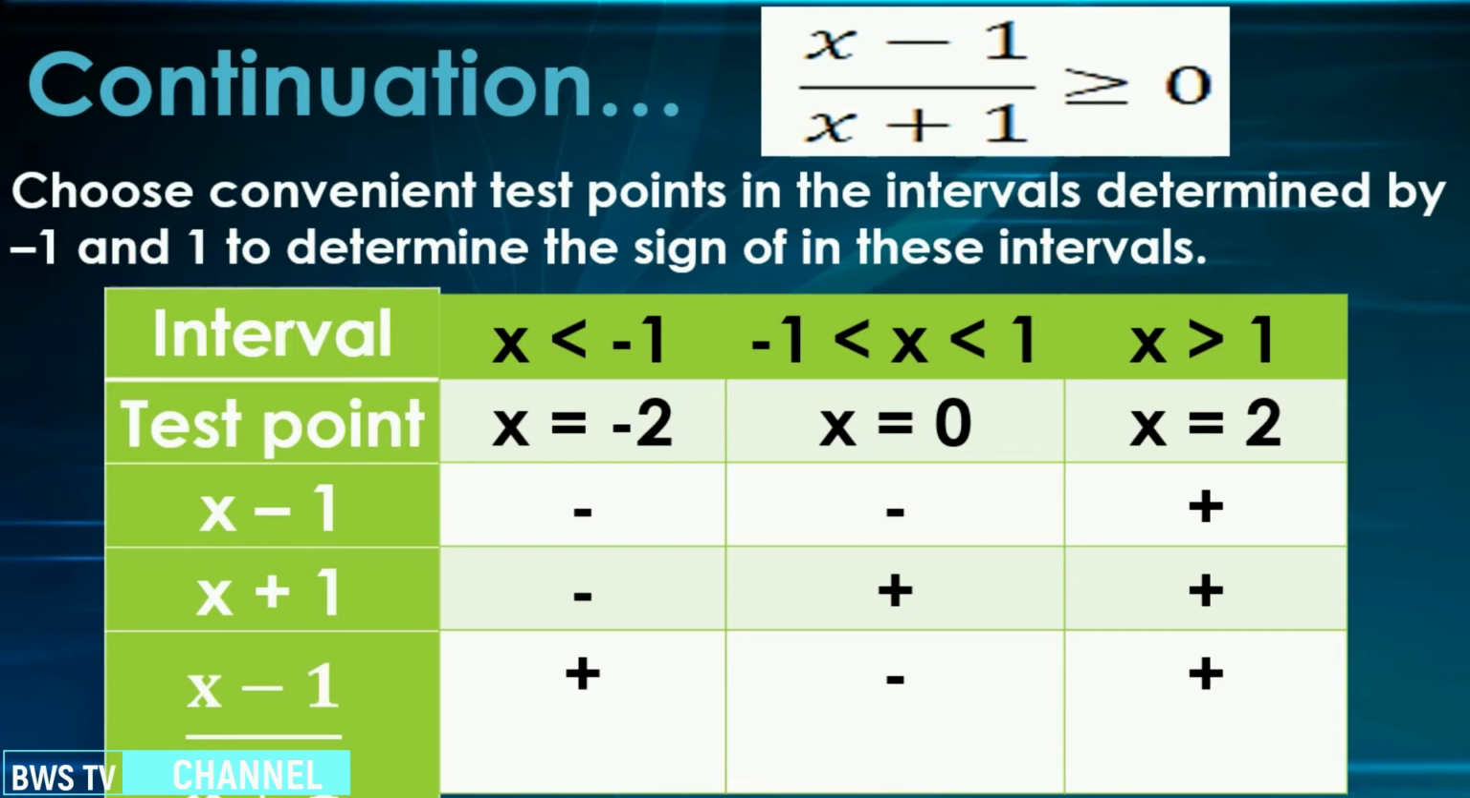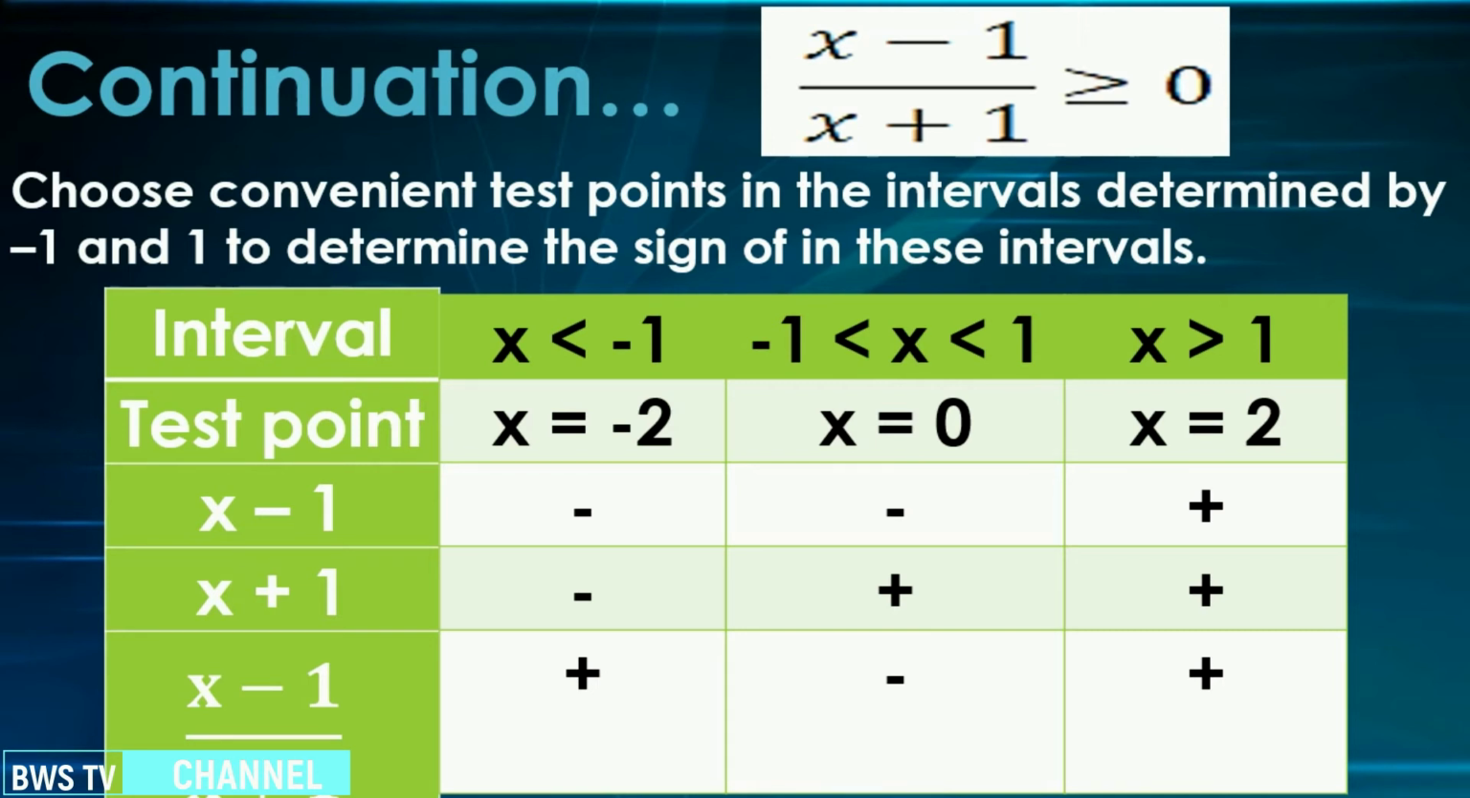Among these given test point intervals, which one will make our inequality true? Remember, our inequality is (x minus 1) over (x plus 1) greater than or equal to 0. So when we say greater than or equal to 0, that means it will be positive. Our answer will be positive numbers.